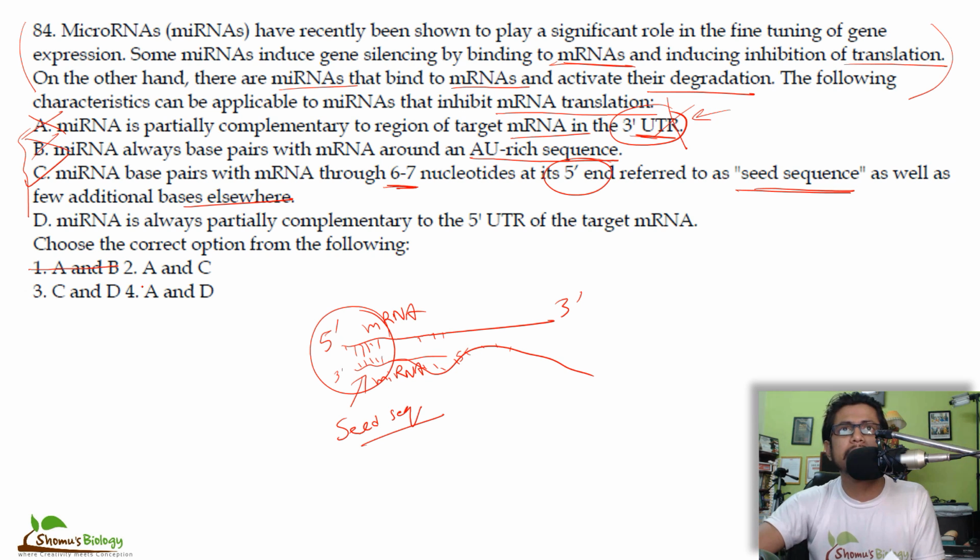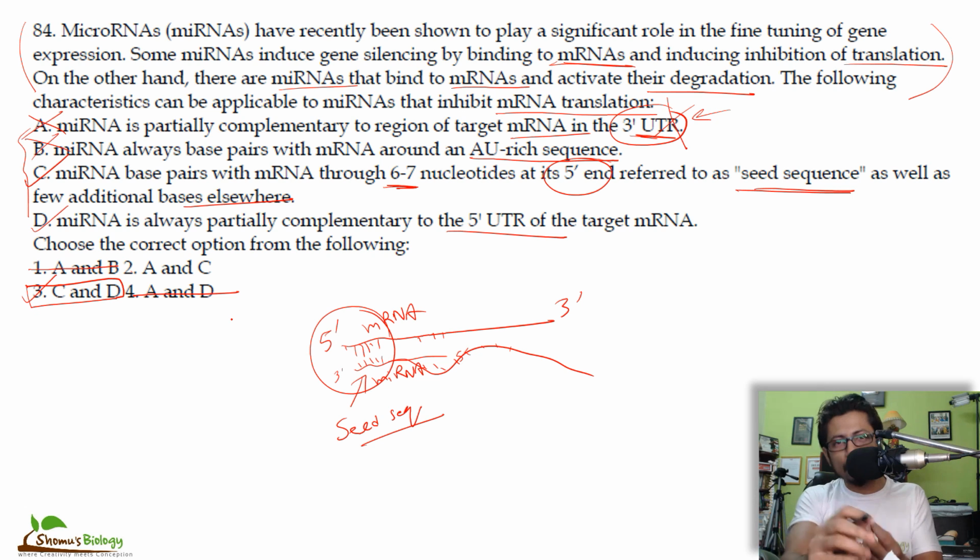If A is false, then option 2 is false, option 4 is false. So that only leaves us with option C, that is C and D are correct. We know C is correct. Now for D, miRNA is always partially complementary to the 5' UTR. Yes, that is the truth. So C and D both are correct.